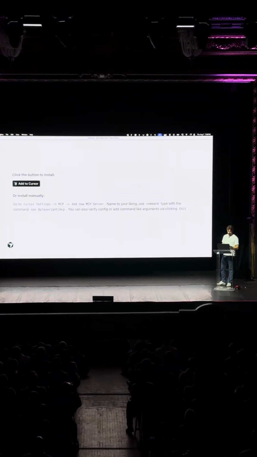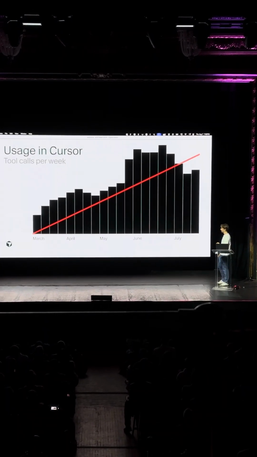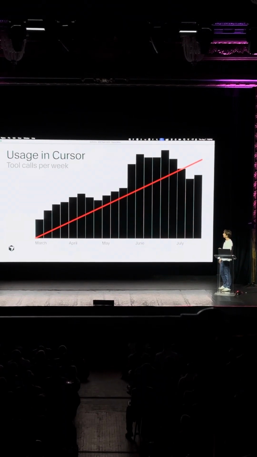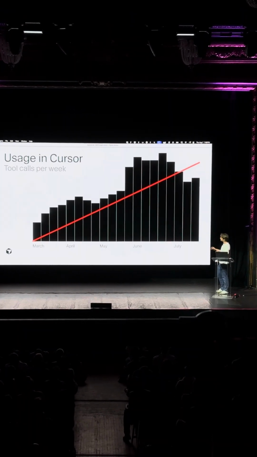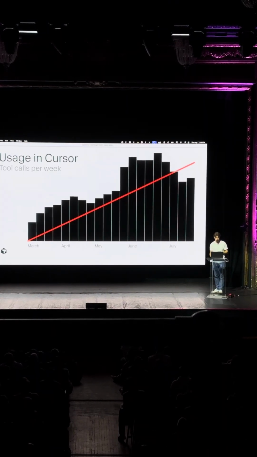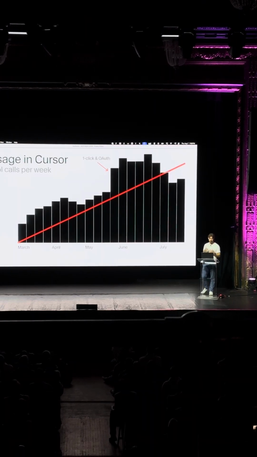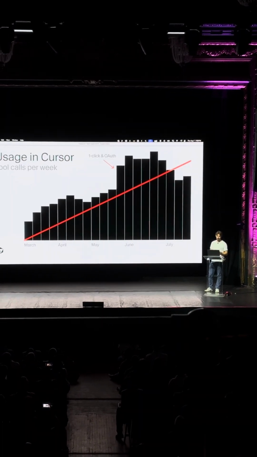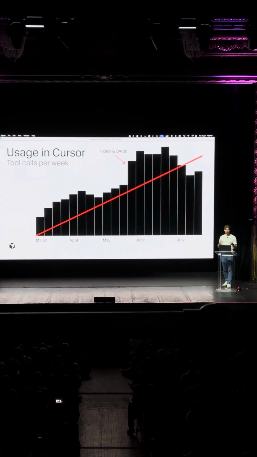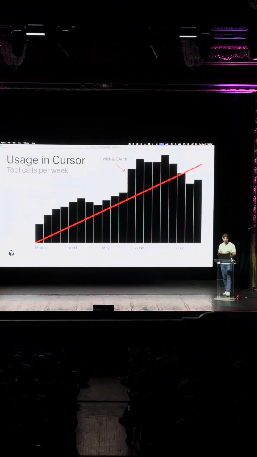Looking at the actual usage, there's a pretty clear trend, and it's up and to the right, like it should be. We can see that something happened in late May and early June, and this was when one-click and OAuth was added. So a lesson we had, and something to take away if you're building an MCP client, is to make it frictionless and let people get access to the data. Who could have thought?